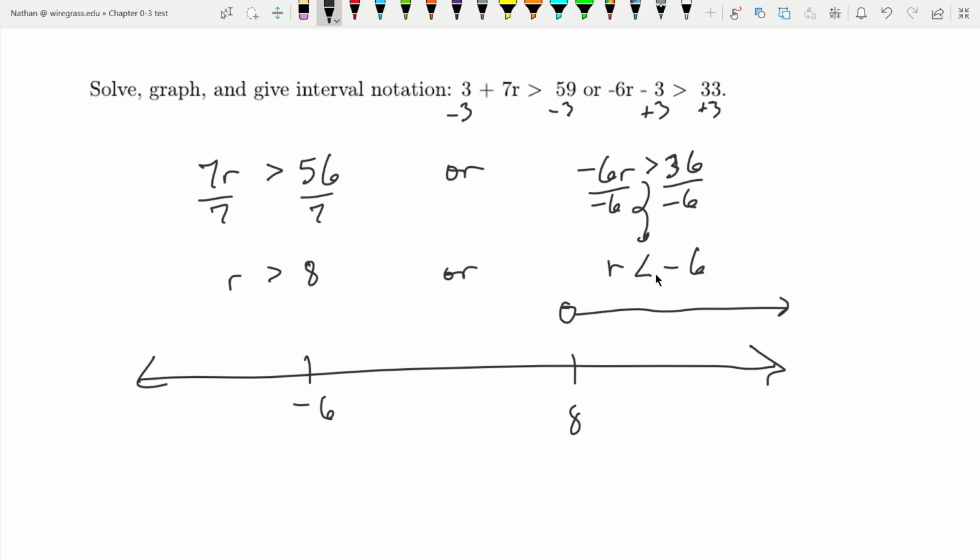Or R is less than negative 6. Negative 6 here, again, you use an open dot. Less than negative 6 means that it's all the numbers that are smaller, or in this case, really all the numbers that are more negative than negative 6. That's going to be all of these numbers that way. I prefer using parentheses in this case.